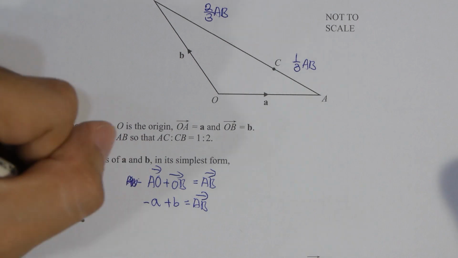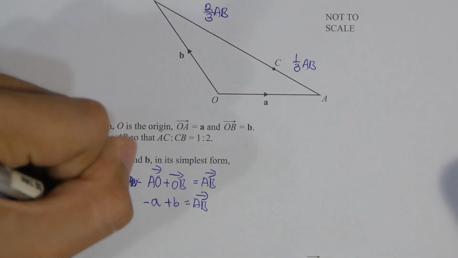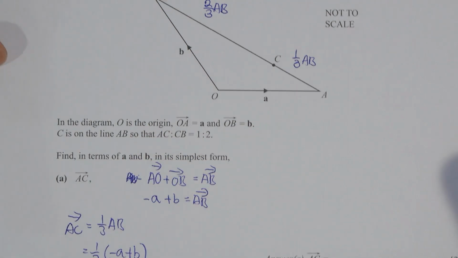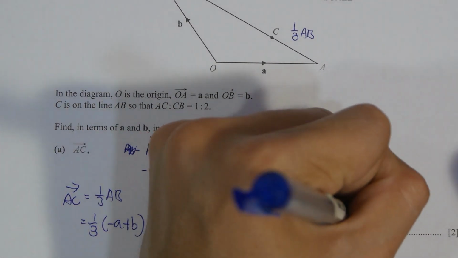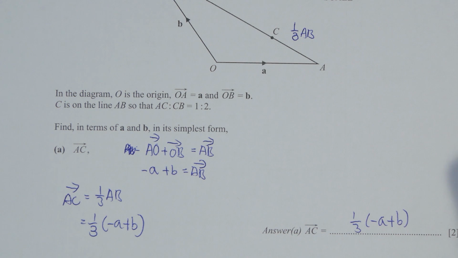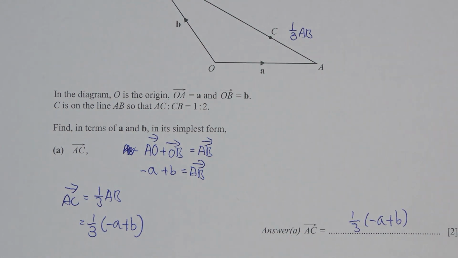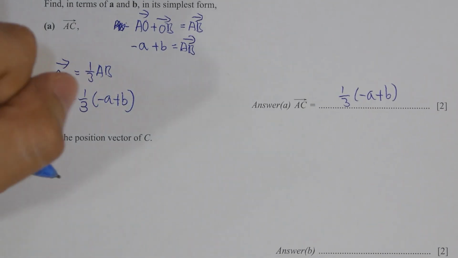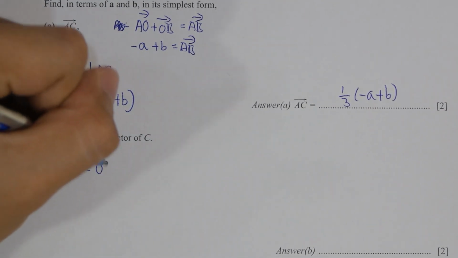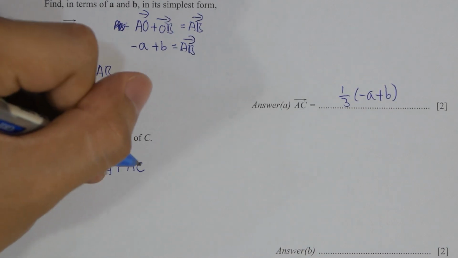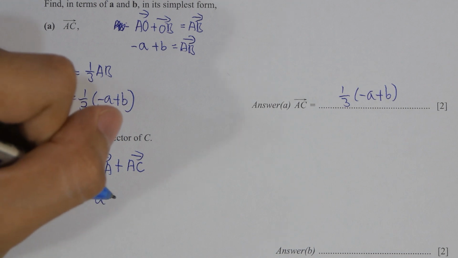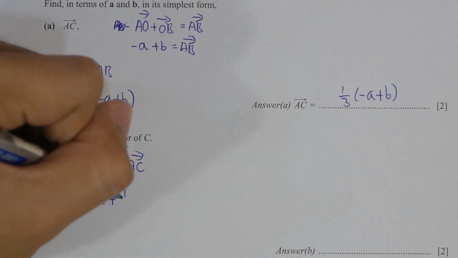So for you to get the AB's value, it is actually AO plus OB, so it will be negative A plus B. Multiply this value into the 1 over 3, then you get the final results. Whereby for you to get the value of OC, simply take OA plus AC. So after you run the calculation, you actually get 2 over 3A plus 1 over 3B.